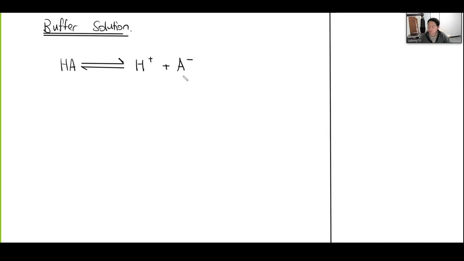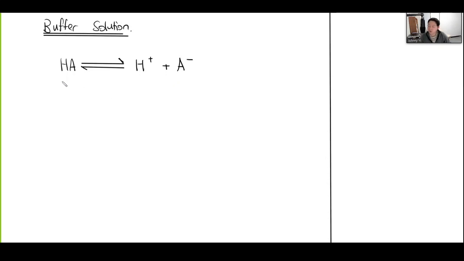Okay, so buffer solution. Let's suppose you have some weak acid, okay? We know this is going to form an equilibrium reaction, producing a very tiny amount of hydrogen and a very tiny amount of the conjugate base, right?